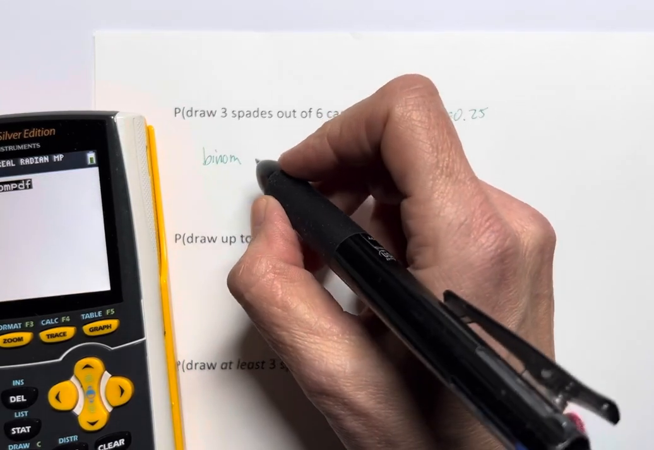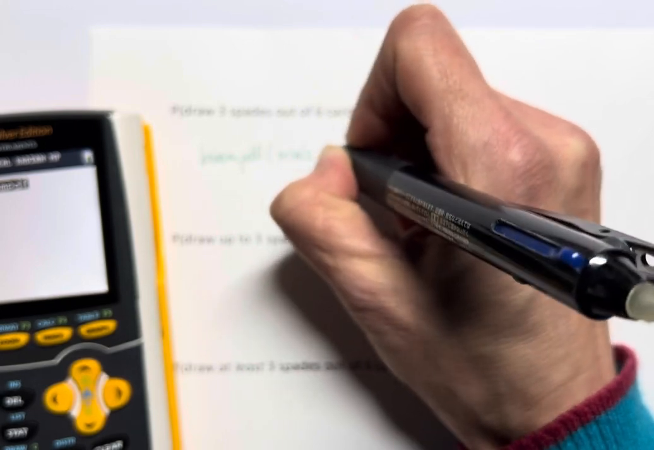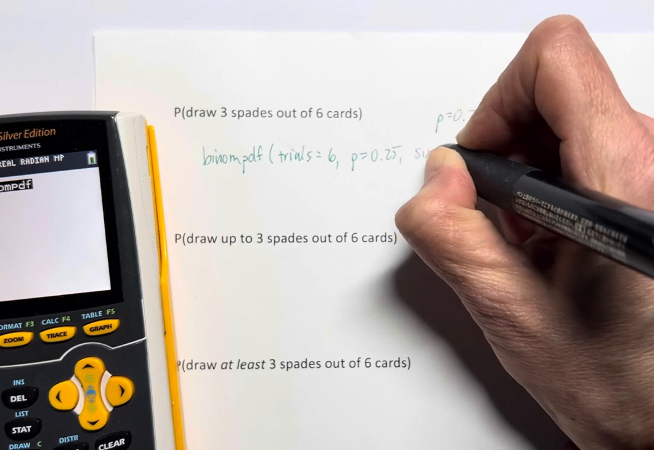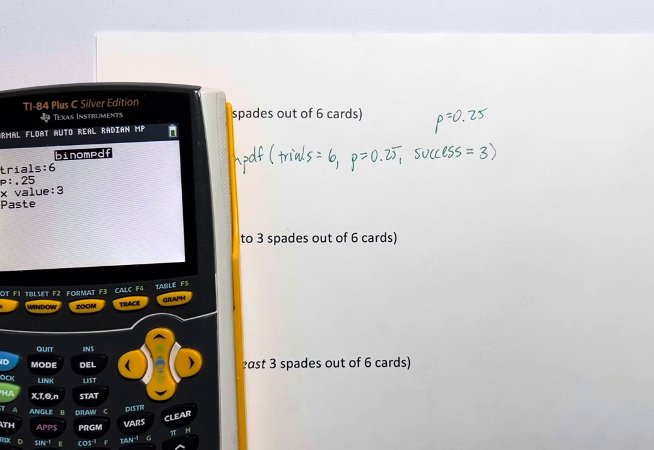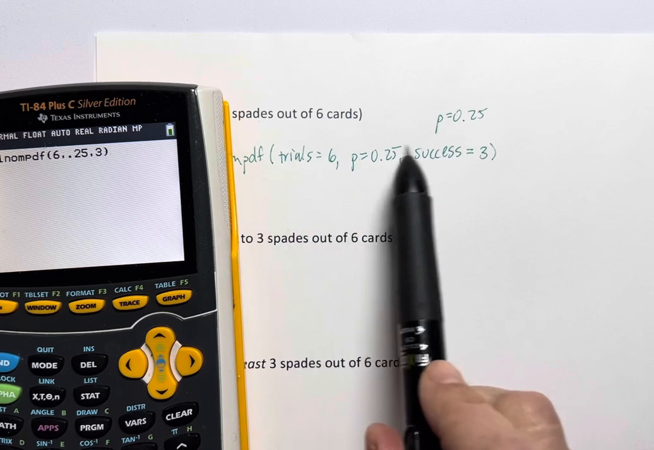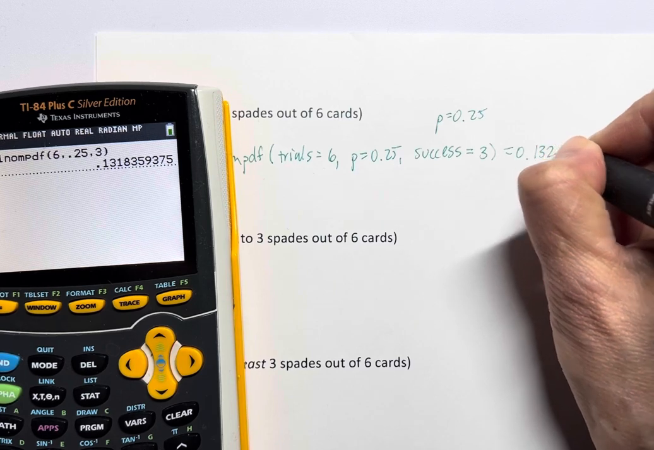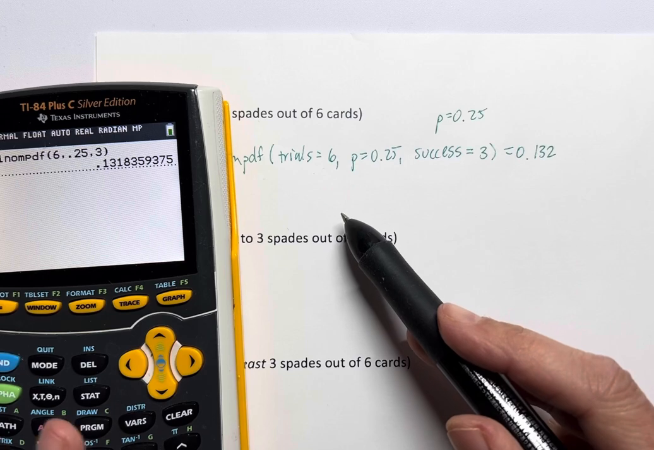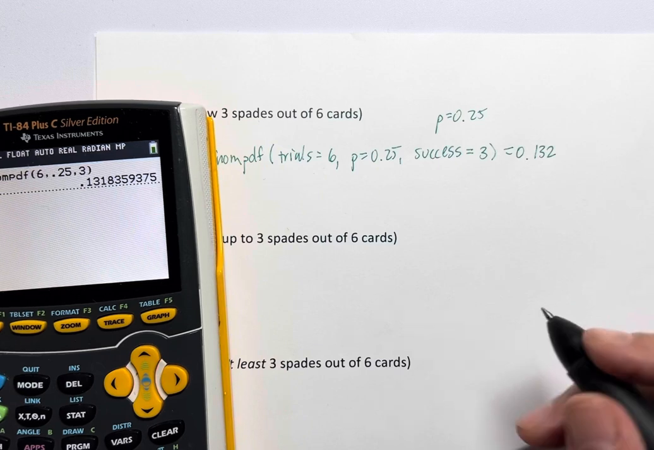What we write is binom PDF. We write trials equals 6, our probability a quarter. We could say X, we can say successes. I like success better. And then we can hit paste on that. And it shows up on our screen this way, but just like when you're using normal CDF, you label those numbers, you do that here too. And we get 0.132. And if you think about it, you wouldn't necessarily expect 3 cards out of 6 to be spades. That seems kind of unusual, which 13% is fairly unusual.